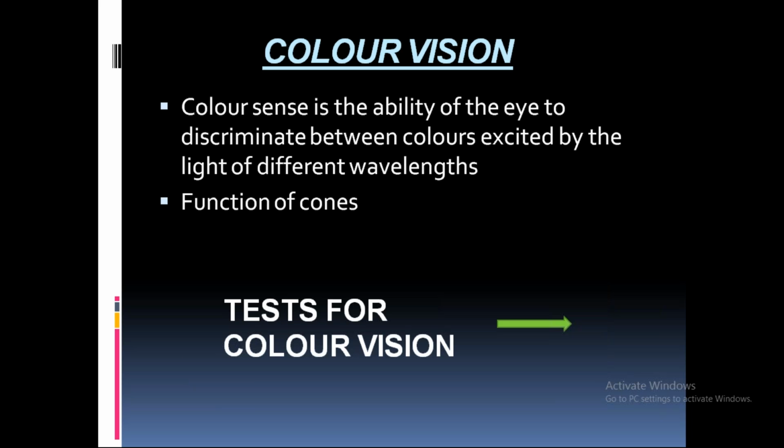Color sense is the ability of the eye to discriminate between the colors excited by the light of different wavelengths. It is a function of cones. Night vision is a function of rods, whereas color vision is a function of cones.